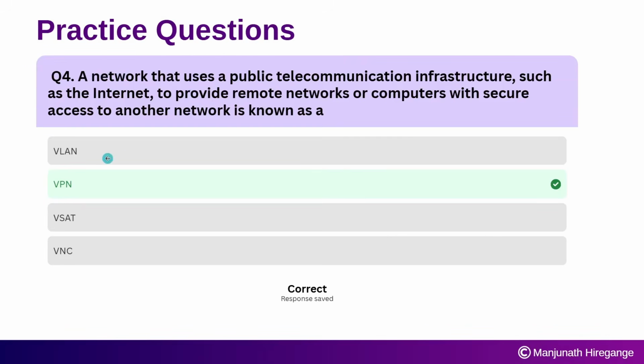And why are the other options incorrect? The VLAN, virtual local area network, segments the traffic within the private network, so it does not provide remote access over a public infrastructure. VSAT, very small aperture terminal, refers to satellite communications, which is unrelated to secure remote access. And VNC is virtual network computing. It's a remote desktop sharing technology that doesn't inherently offer the security features provided by a VPN, right?